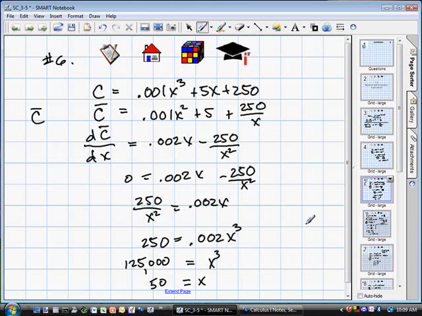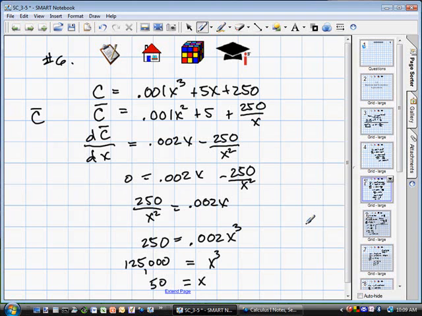Is that a problem? There's probably nothing very surprising there. Really, the only kind of new thing is that you have to remember how to find average cost: divide cost by x. Okay.